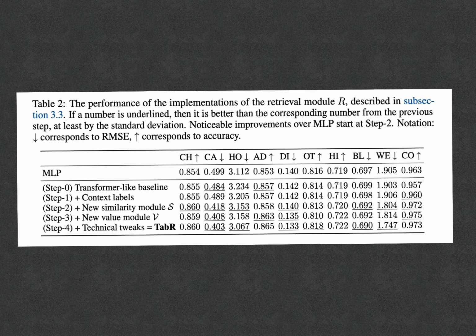Following this direction and also performing certain modifications, such as focusing on Euclidean distance instead of, let's say, cosine similarity for the attention module, and improving the required computational complexity, which happens in the works that use attention. This work performs really well, and you can see that going from a transformer-based baseline, then adding the context labels, basically leveraging the labels of the items that you're using in the context, updating the similarity module, a new value module, and then with the technical tweaks that formulate TabR, they have been able to achieve good accuracy.